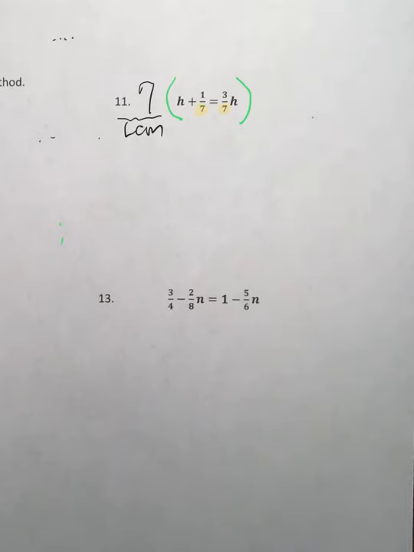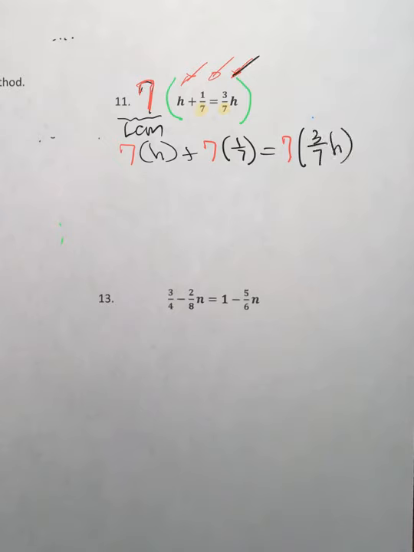So I'll put that in red. So that would just be 7. So we're going to multiply every single term by 7. So that would be 7 times h plus 7 times 1/7, and then 7 times 3/7 h. So I'm just showing that I'm going to multiply 7 times each one of those. And then now we're going to actually do it.